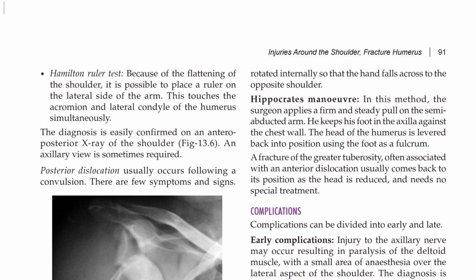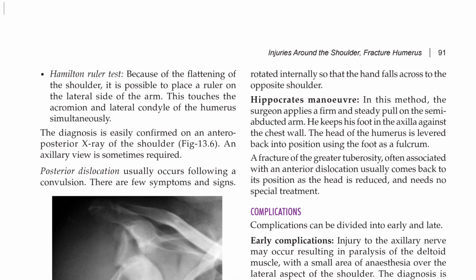Second is the Hamilton ruler test. What is the Hamilton ruler test? Because of flattening of the shoulder, it is possible to place a ruler on the lateral side of the arm. So this touches the acromion and lateral condyle of the humerus simultaneously.